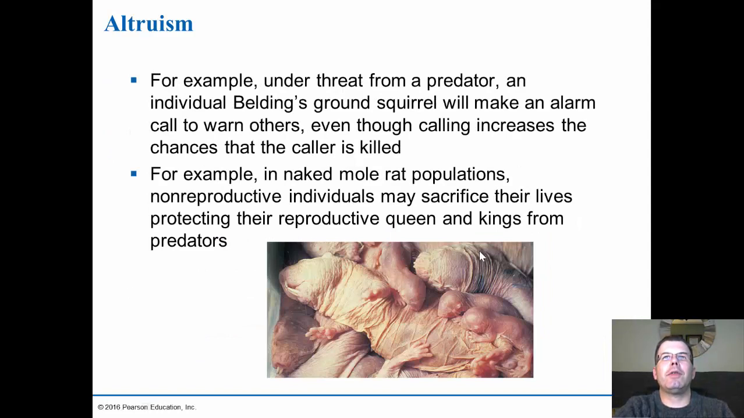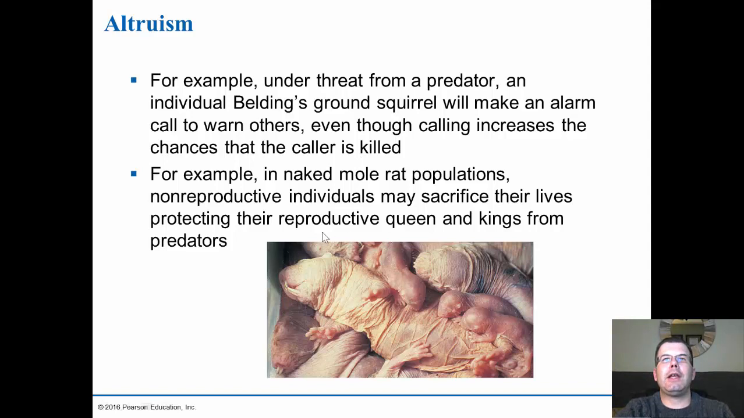Now, an example of this under the threat of a predator would be the Belding's ground squirrel, which will make an alarm call to warn the others. Even though the calling increases the likelihood that the caller is going to be killed because the predator is going to go there, one sacrifices themselves for the rest of the pack and sends out a warning signal. We see this a lot in movies, where the one altruistic hero sacrifices himself to save the rest of the group.